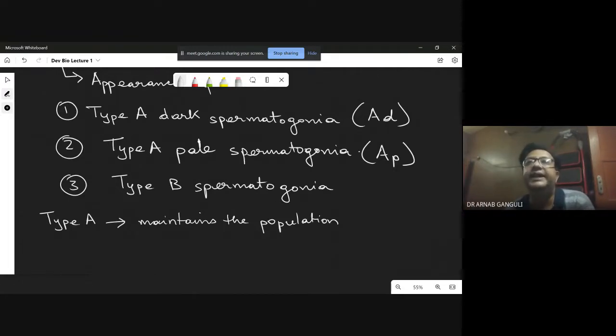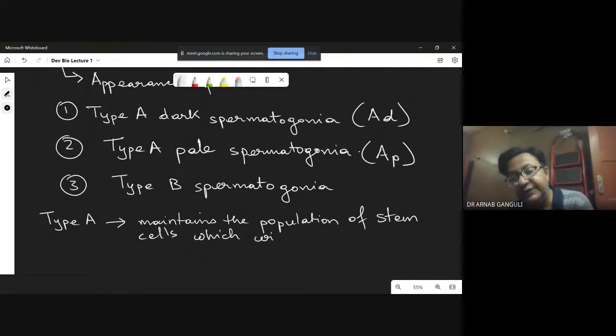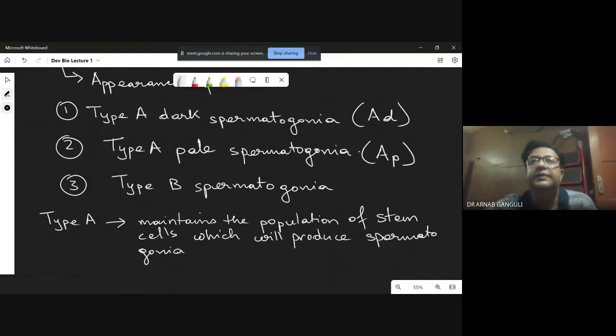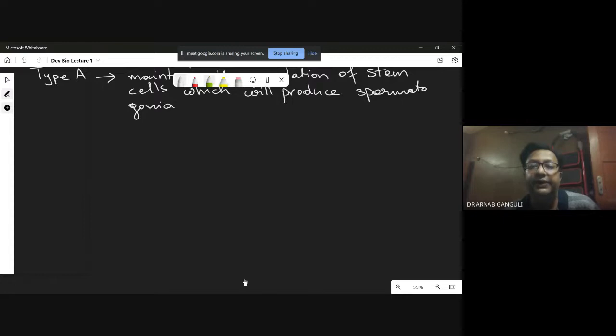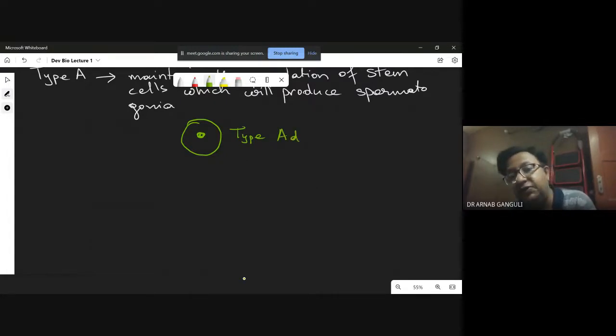So basically, they maintain the population of stem cells which will produce spermatogonia. So let us draw the diagram. First, let us use this green color. Let this be the type AD spermatogonium.